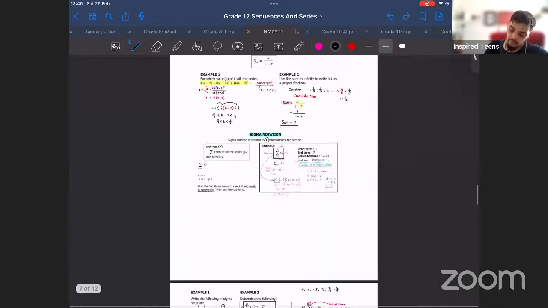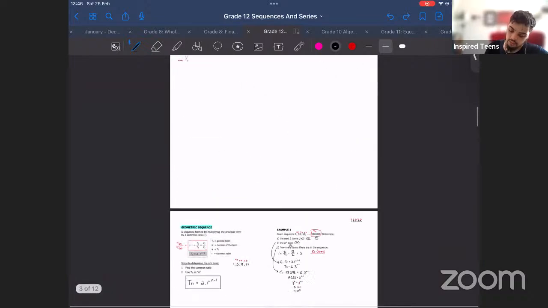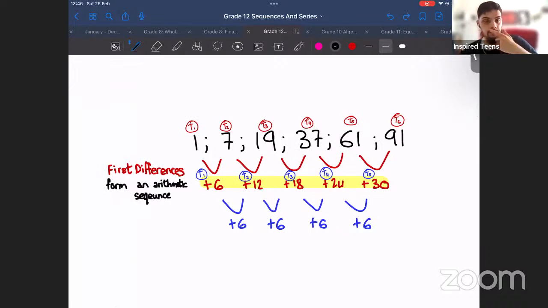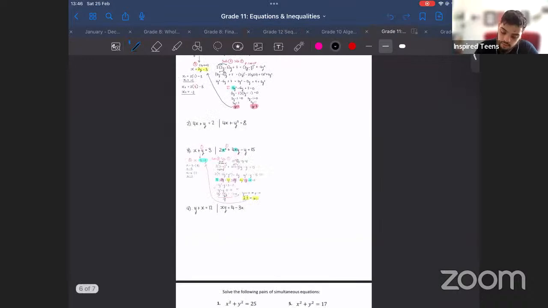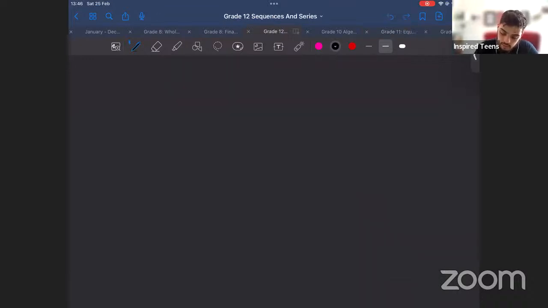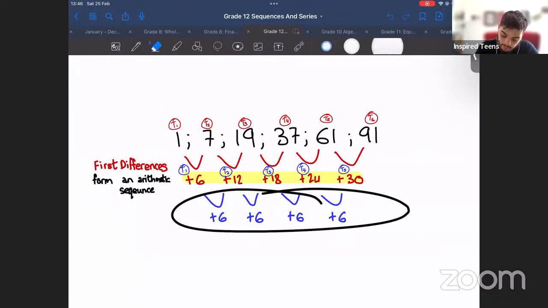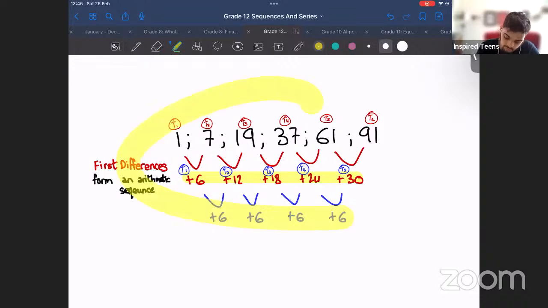Let's just go back quickly to our quadratic notes. Remember, here's our quadratic 1, 7, 19, 37, and so on. We found the first differences and the second differences. You could then solve for the general term of the quadratic, since you have all of these things. However, what we do need to note is that the first differences form an arithmetic sequence.